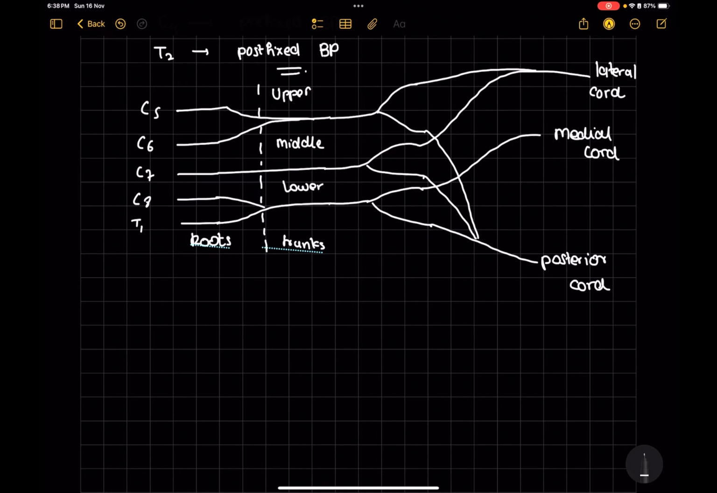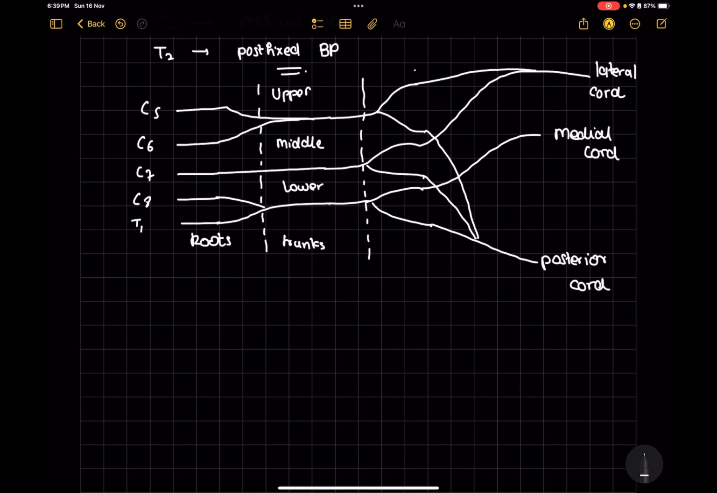There are 5 roots for us. Okay, C5, C6, C7, C8 and T1. C5 and C6, they merge, they give us upper trunk. C7 continues as the middle trunk. C8 and T1 merge and they give us the lower trunk. Okay, from the upper trunk there are 2 divisions: anterior division, posterior division. From the middle trunk there are 2 divisions: anterior, posterior. And from the lower trunk there are 2 divisions, that is the anterior and posterior.